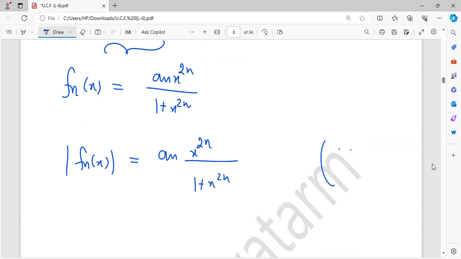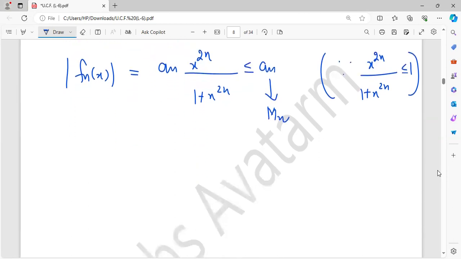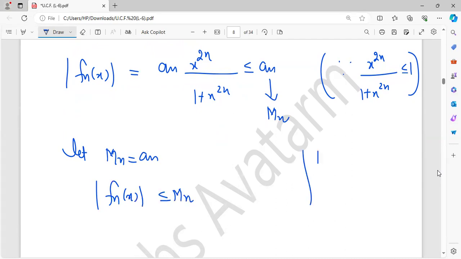So we know that x to the power 2n over 1 plus x to the power 2n, this is non-negative. So this is less than or equal to 1. Because the numerator is non-negative, the denominator is non-negative, and the denominator is greater than the numerator. So it will be less than or equal to 1. So what we got? Let's say M_n is equal to a_n. So f_n(x) is less than M_n.